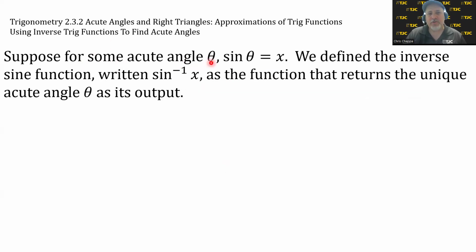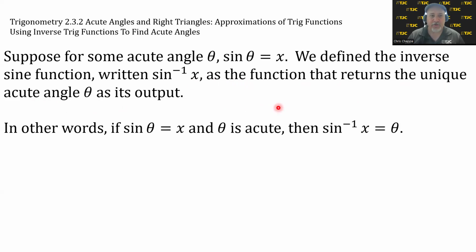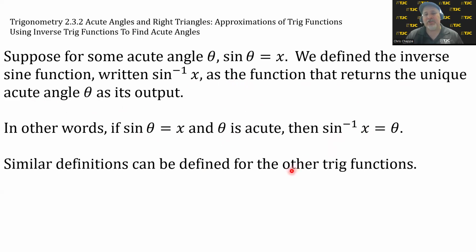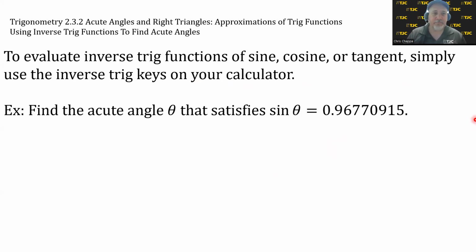So, suppose for some acute angle theta, we have sine of theta is equal to x. We define the inverse sine function, written as sine inverse of x, as the function that returns the unique angle theta as its output. In other words, if sine of theta is equal to x and theta is acute, then sine inverse of x is equal to theta, so it reverses the sine. Similar definitions can be made for other trig functions. Again, for this video, we're assuming the angle is acute.